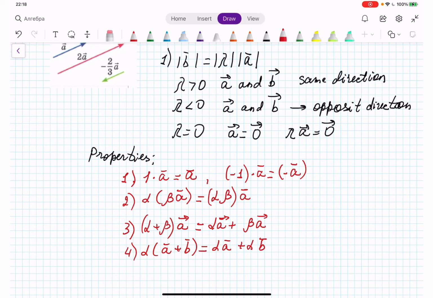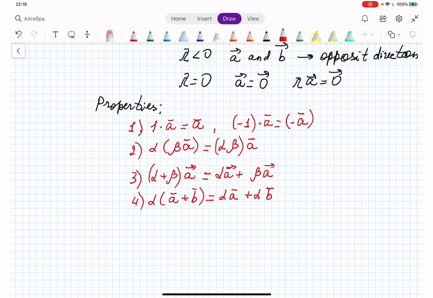Okay, and the other thing I would like to mention: 2 vectors A and B, where vector A is not equal to vector 0, are collinear if and only if there exists some number lambda where vector B is equal to lambda times A. Then vector A and vector B will be considered collinear vectors.